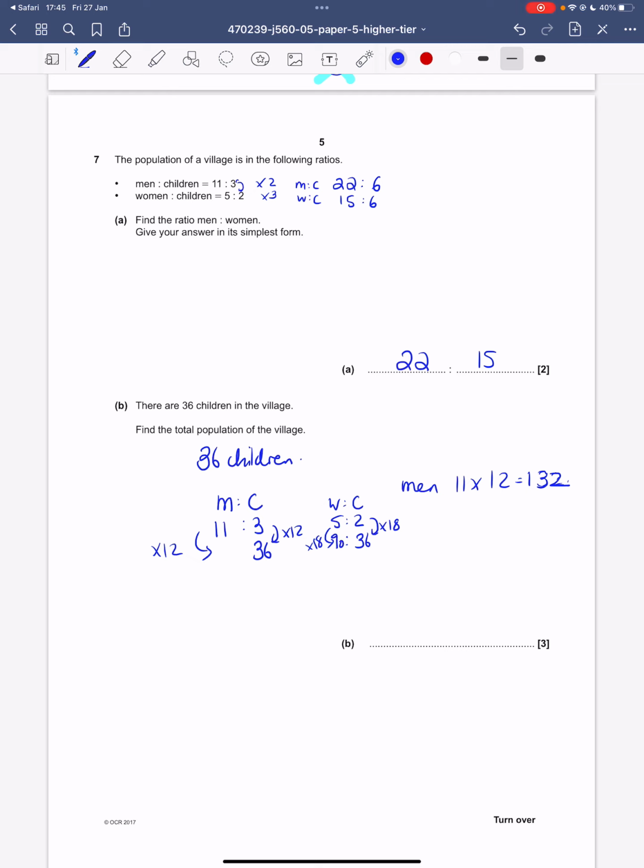5 18s. The way I did that quickly, I did 5 10s are 50, 5 8s are 40, makes 90. The men is 132. Okay, so the women is 90. The women came from 5 times 18. The children, 36 from the question. Add up: 8, 3 and 9 is 12, and 3 is 15. 258 in total.